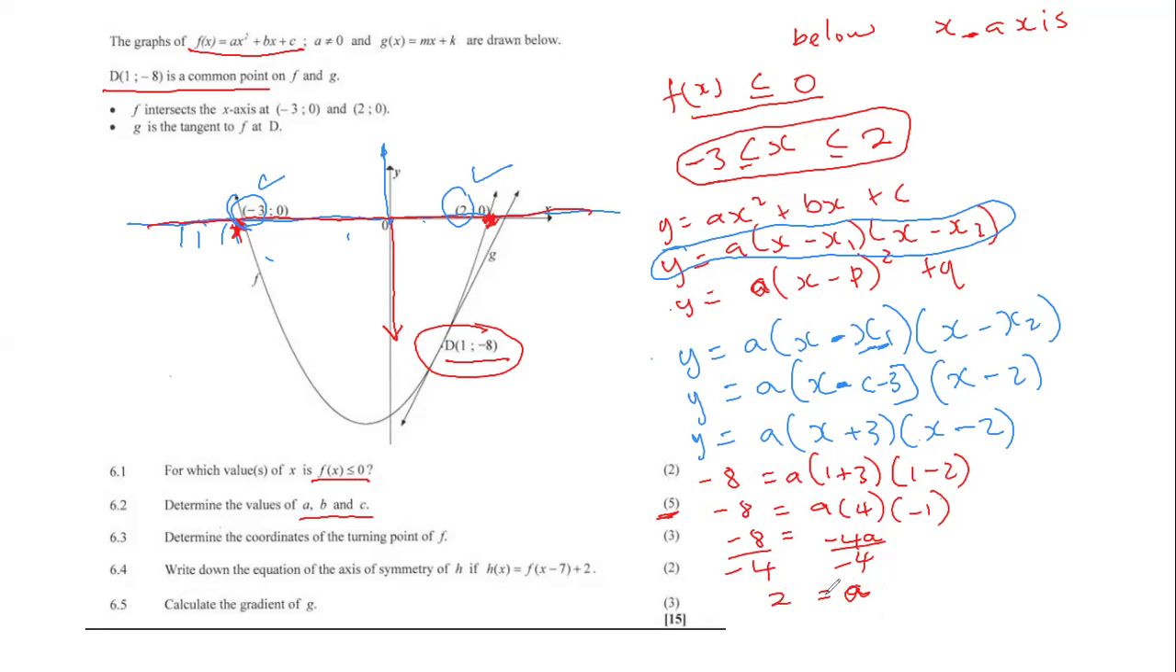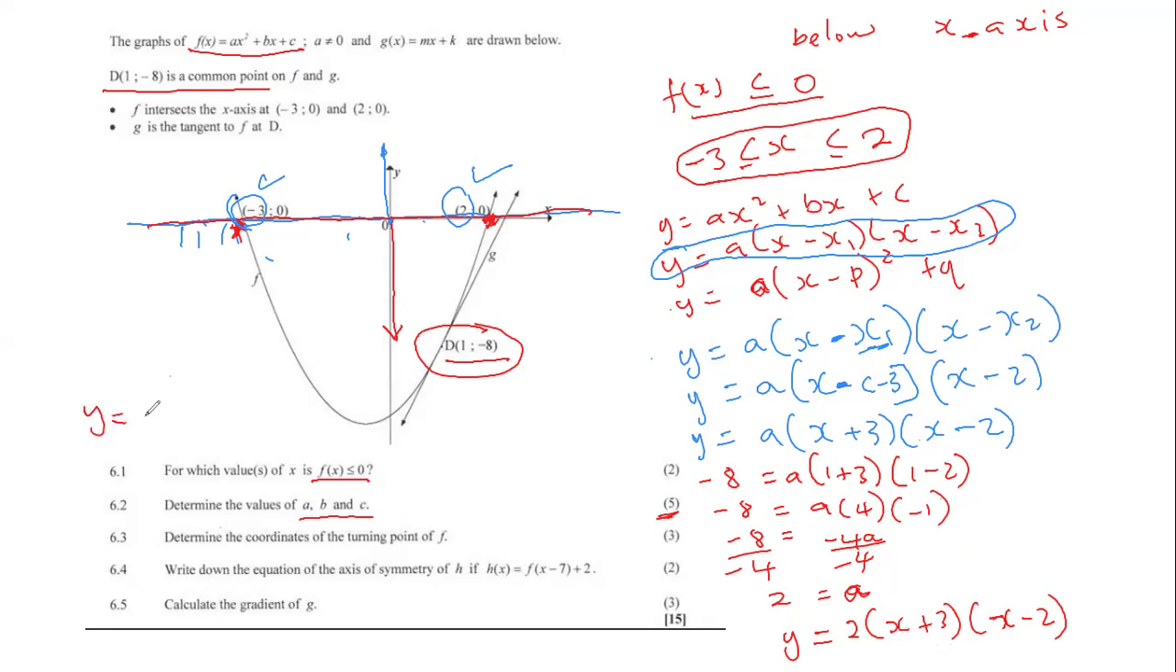So now we have our value of a. So it means y is going to be, a is what? It's 2 into x plus 3, x minus 2. We're not done. We can remove the brackets. I'm running out of space here. Let me do it here.